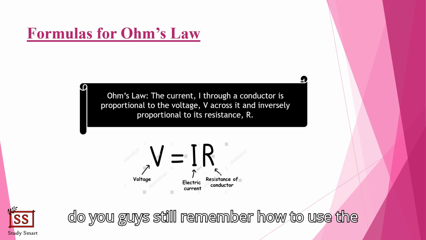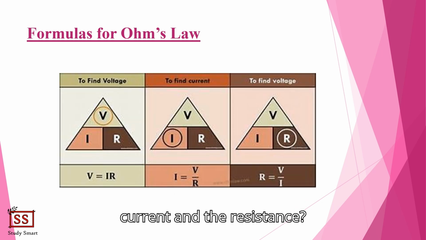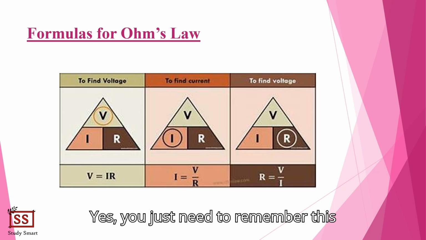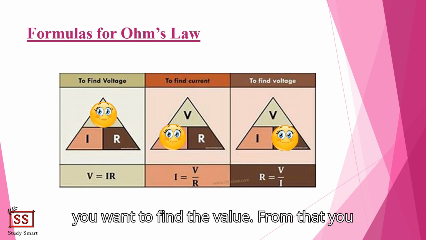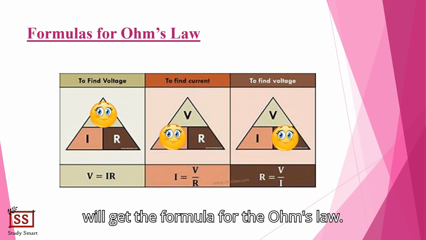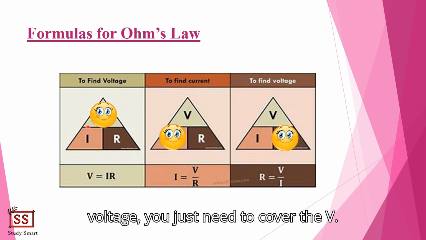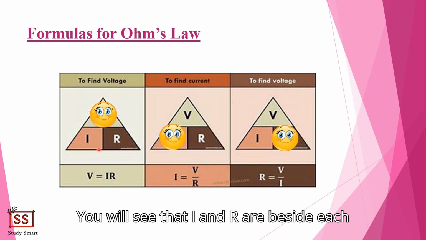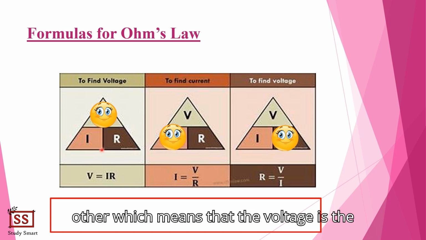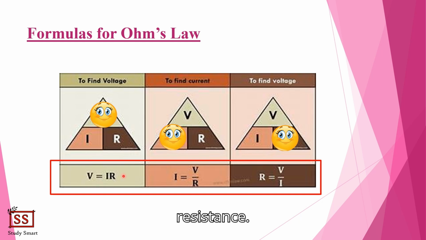Do you guys still remember how to use Ohm's law in order to find the voltage, current and the resistance? Yes, you just need to remember this triangle and cover whichever parameter you want to find the value of. From that, you will get the formula for Ohm's law. For example, if you want to find the voltage, you just need to cover the V. You will see that I and R are beside each other, which means that the voltage is the multiplication of the current and the resistance.